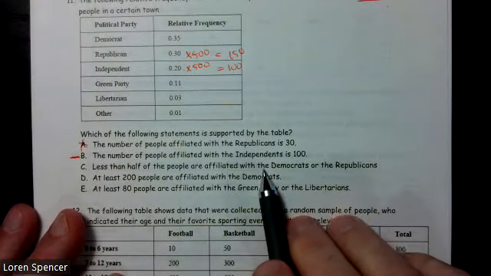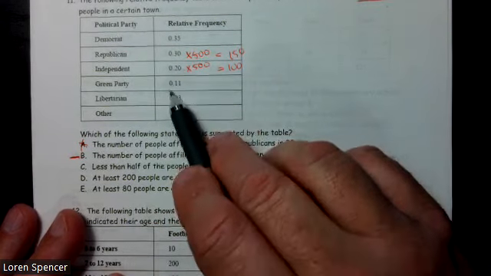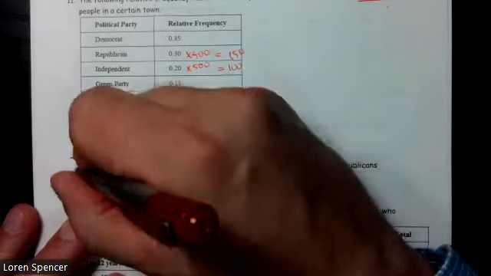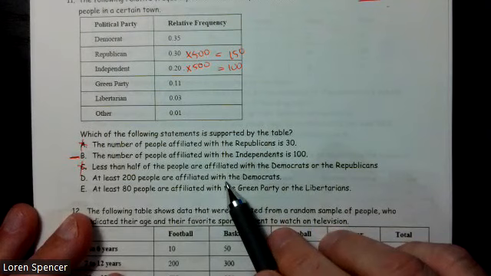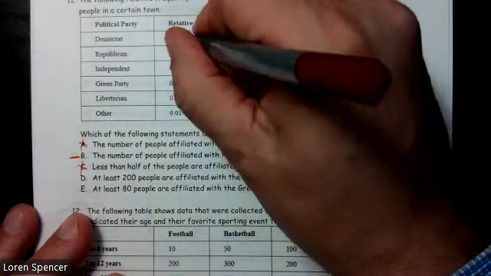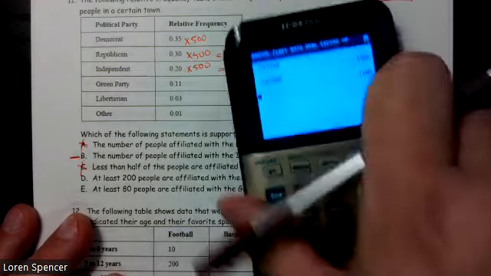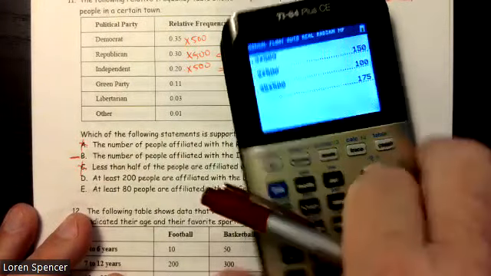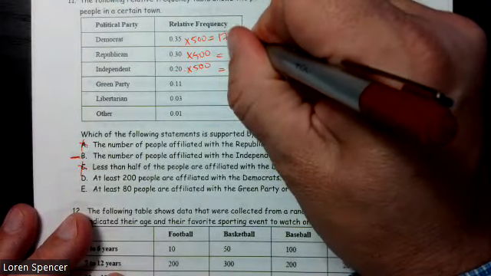Less than half the people are affiliated with the Democrats or the Republicans. Well, the Republicans is 30%. The Democrats is 35%. That's 65%. That's not less than half. At least 200 people are affiliated with the Democrats. So I should be able to go 0.35 times 500. And I end up getting 175. That's not at least. I need to be more than 200.